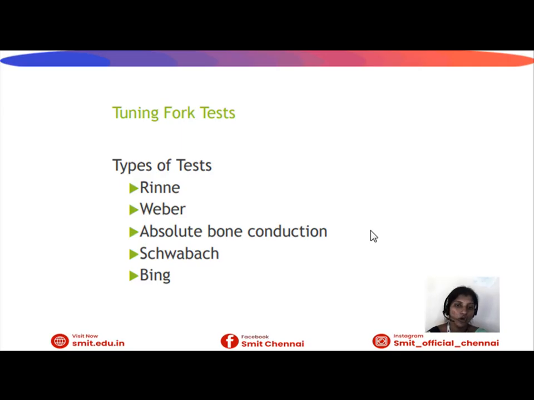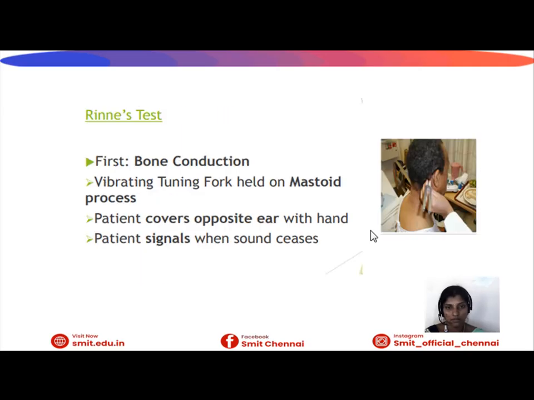Test for hearing loss. What are the tests available for the hearing loss? Types of tests: Rinne, Weber, absolute bone conduction, Schwabach, Bing. These are the tests for hearing loss. First one is Rinne's test. This is the bone conduction test. First, bone conduction will be checked.